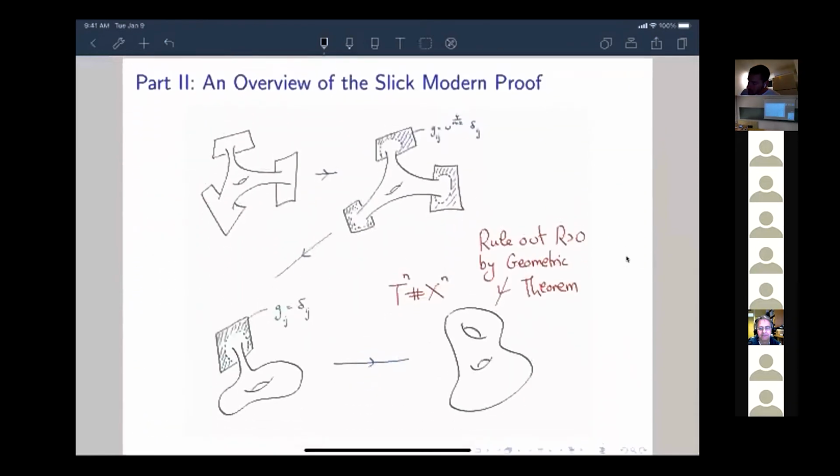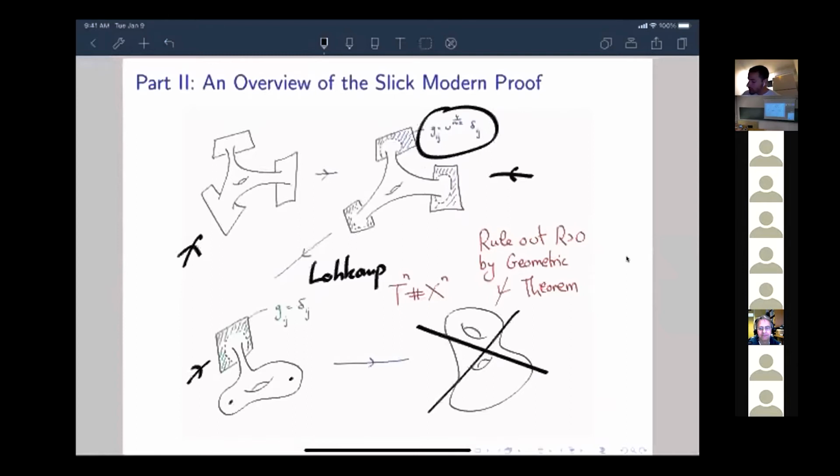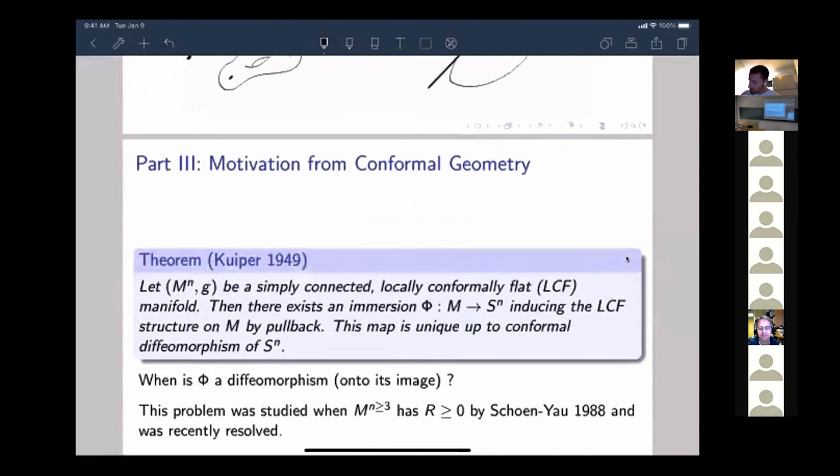So this is an overview of the slick proof. You start with something general, you move to something that's harmonically flat. That was the reduction, where you had some nice form of the metric outside a compact set in each end. Once you have this, then you do the Lohkamp procedure. That produces something flat outside a compact set, and you've compactified the other ends. And then you identify the sides of a big cube and end up with a torus in a way that preserves the scalar curvature positivity. And then this you can rule out by the geometric theorem I showed you above, proven by Schoen-Yau. So this is the classic.